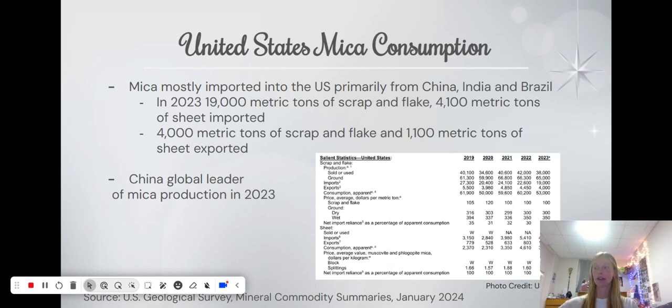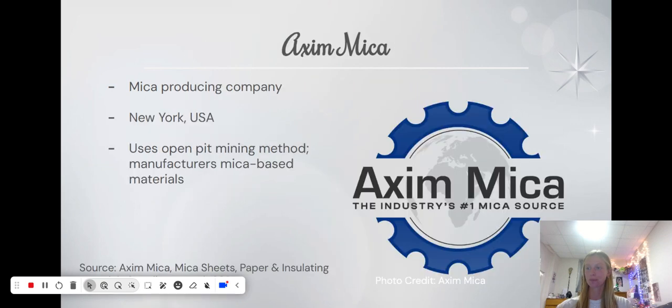In 2023, 19,000 metric tons of scrap and flake mica and 4,100 metric tons of sheet mica were imported into the U.S., while 4,000 metric tons of scrap and flake and 1,100 metric tons of sheet mica were exported from the U.S., as indicated by this far column here. And this chart was obtained from the United States Geological Survey report of mica from 2024.